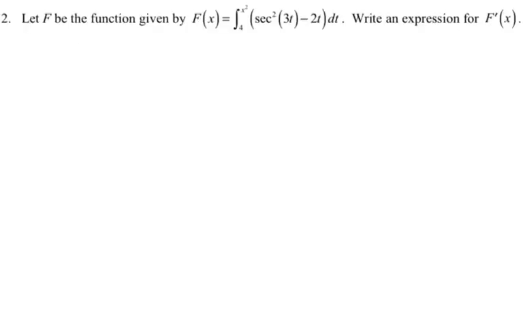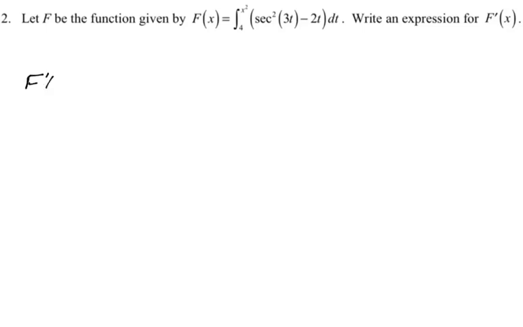Let capital F be the function given by F equals the integral from 4 to x squared of secant squared of (3t minus 2t) dt. We want to write an expression for F prime of x. Well, good. We're finding the derivative of an integral, so that's the second fundamental theorem of calculus.